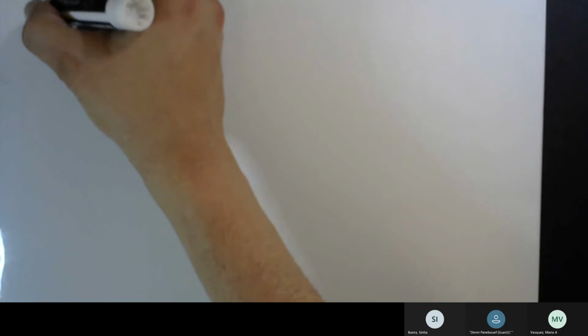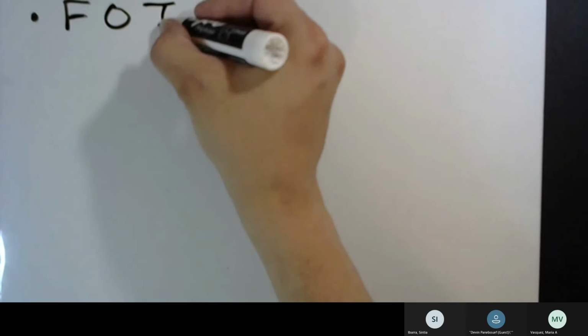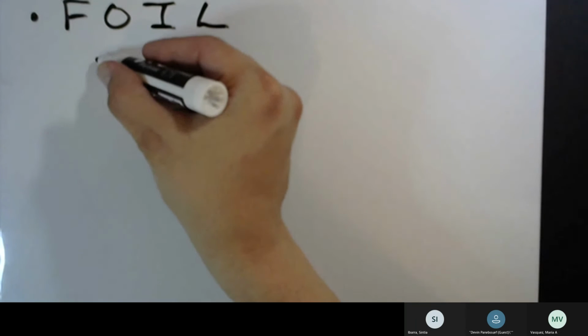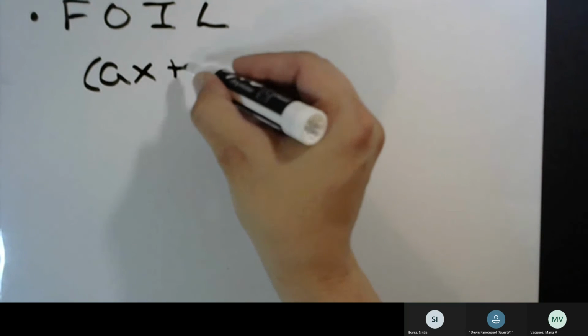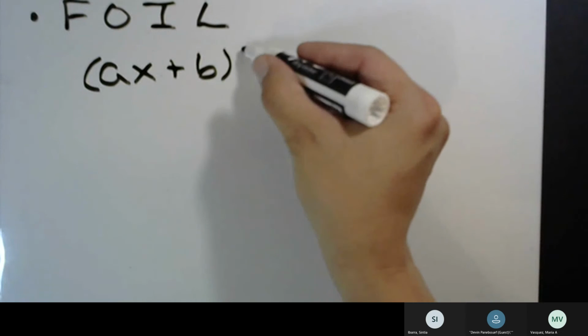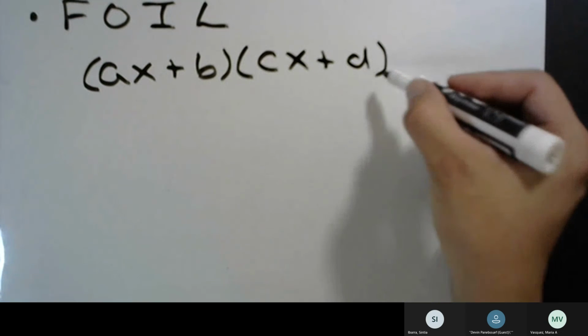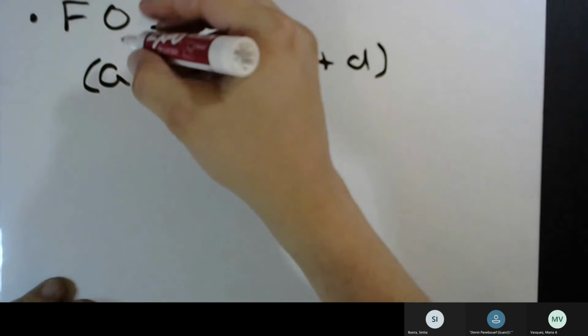So let's say we're going to talk about something called FOIL. And we're going to sort of derive the shortcut. So this is going to seem pretty abstract at first. Got A's, B's, C's, and D's. So we're going to do the same thing as before.